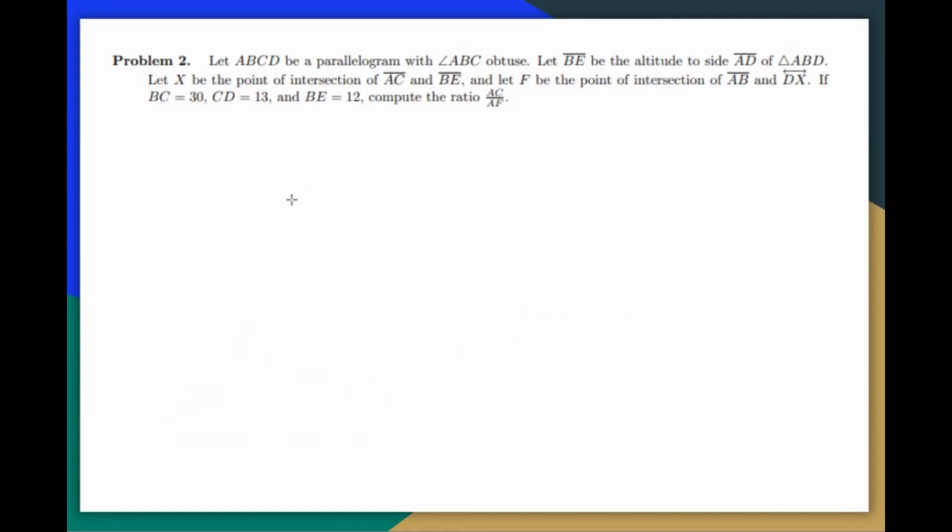Then we have a parallelogram, and ABC is the obtuse angle. I'm going to say maybe we have something like this. Since B is the obtuse angle, let's take this as A, and then this is B, C, and D. BE is the altitude to the side AD. B is right here, so we drop the altitude that way. So that is BE.